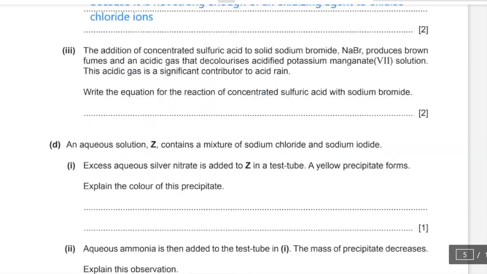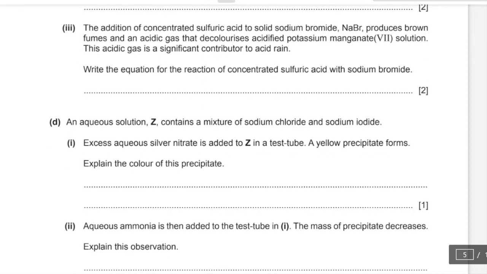The addition of concentrated sulfuric acid to solid sodium bromide produces brown fumes and an acidic gas that decolorizes acidified potassium manganate solution. The acidic gas in this case is sulfur dioxide. This acidic gas is a significant contributor to acid rain. Write the equation for the reaction of concentrated sulfuric acid with sodium bromide.